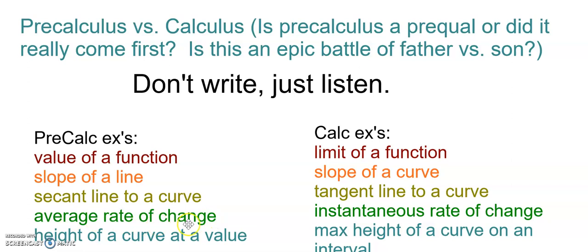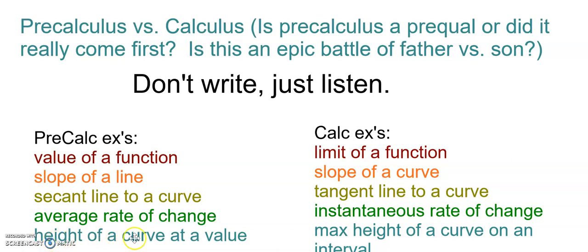In pre-calculus, we can find the average rate of change. So if I know how long it took me to get from point A to point B, then I can find my average speed from point A to point B. And I know that distance, right? So in calculus, though, we're going to be able to find an instantaneous rate of change. So what was my rate of change or speed at any given point along the curve?